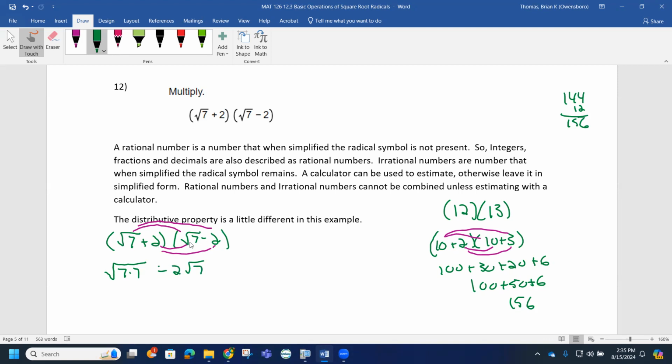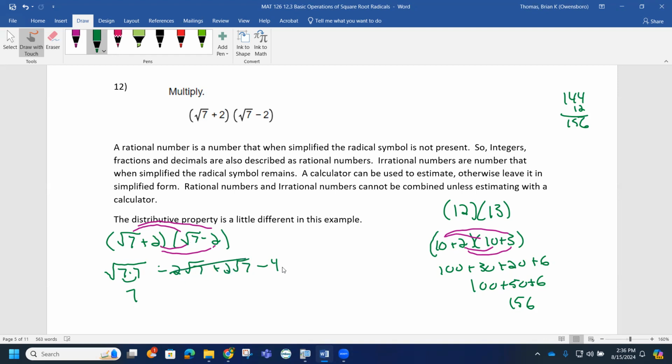And then you have a positive 2 times a square root of 7. Notice how one's outside, one's inside. So 2 square root of 7 there. And then we have 2 times a negative 2, which is a minus 4. But notice how there's two 7s inside the radical. That means it comes out as a 7. Notice that negative 2 square root of 7 and 2 square root of 7, that's a zero pair.